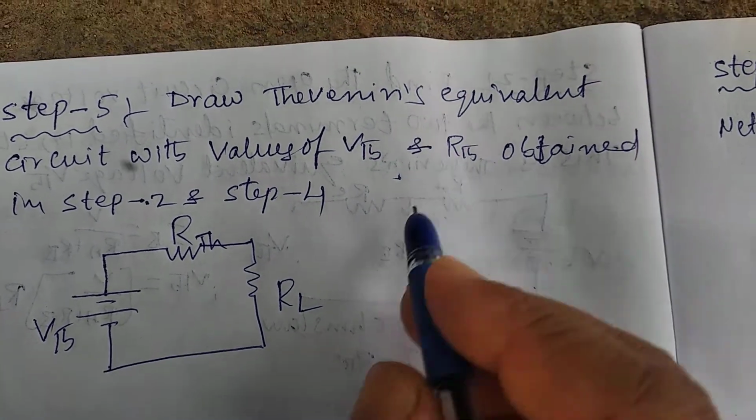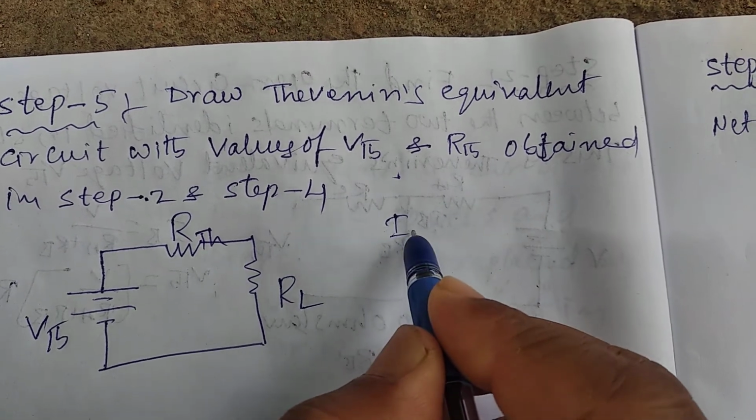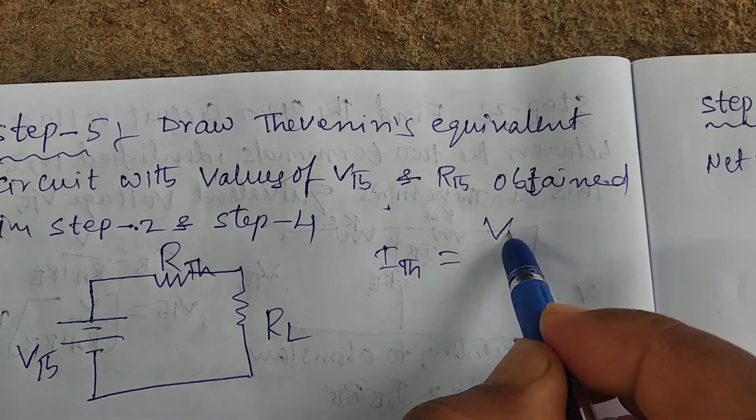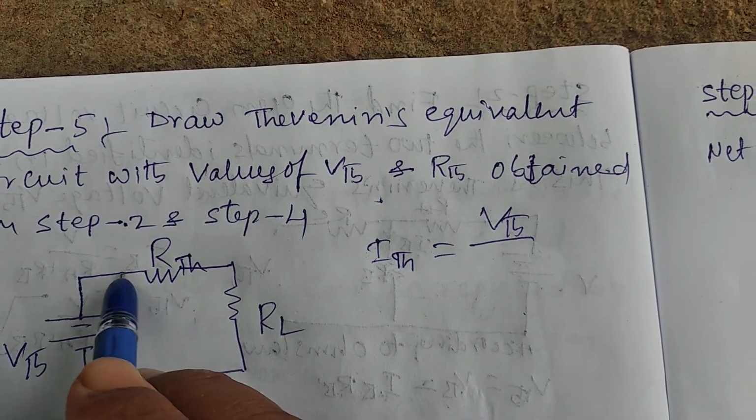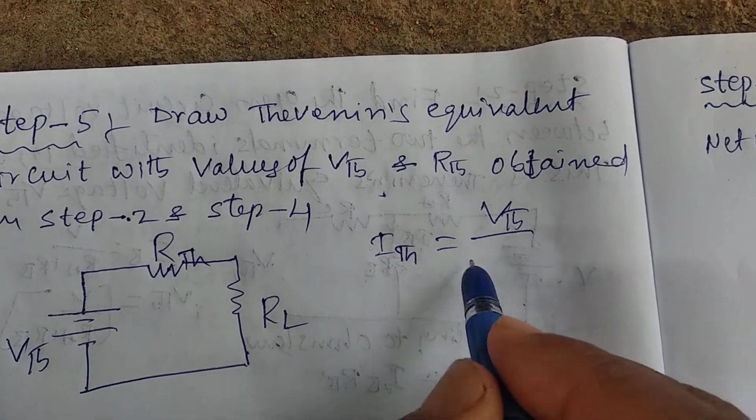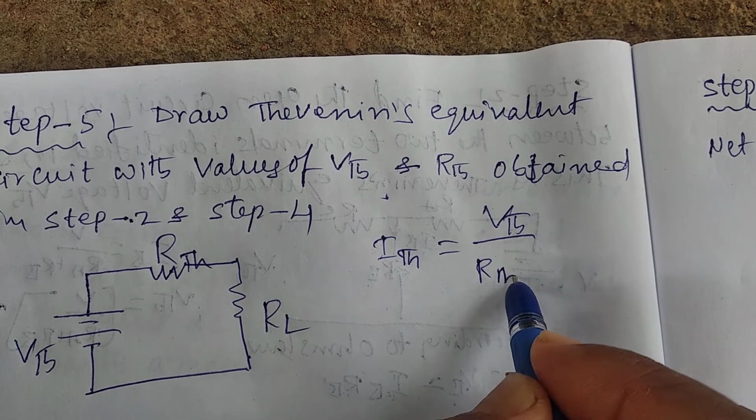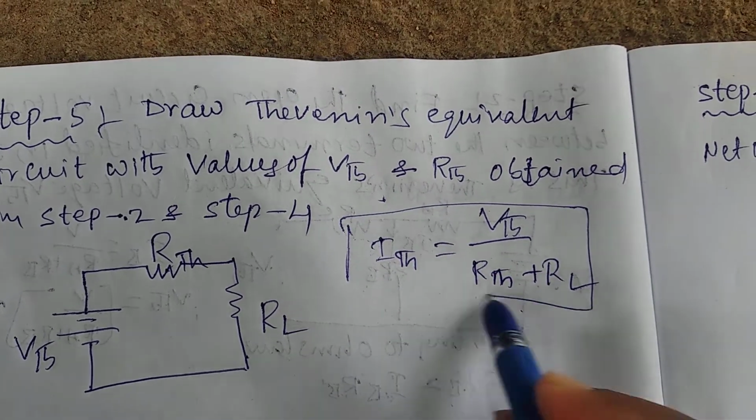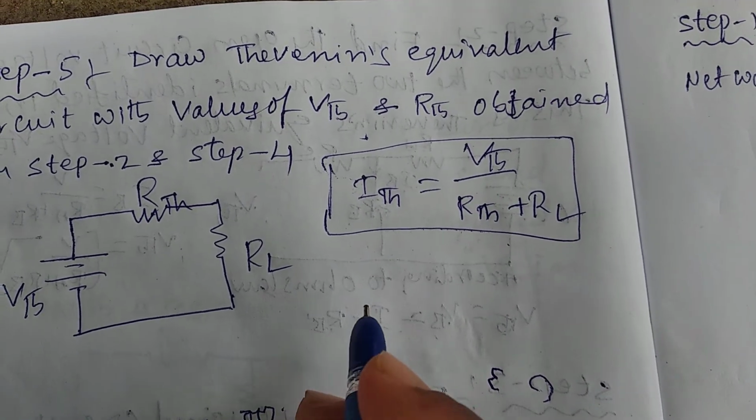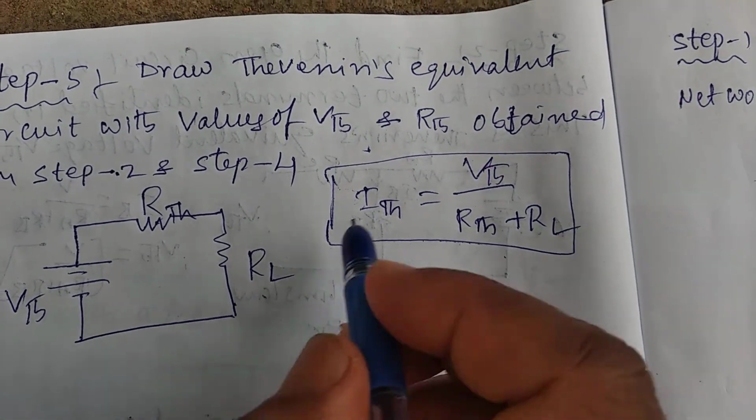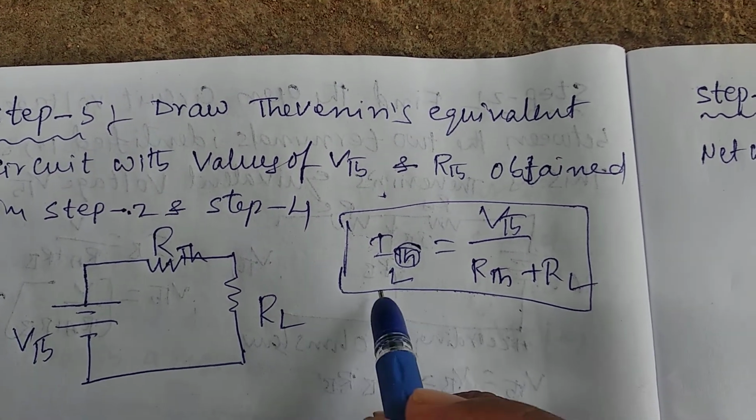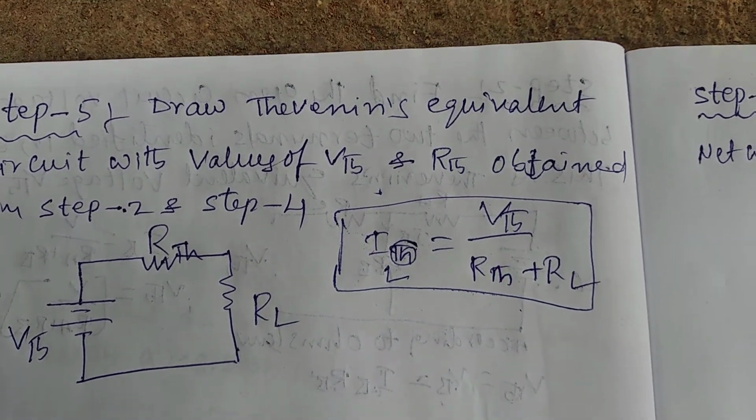If you want to know the current through the load, the current I can be calculated as voltage by resistance, since current flows through Rth and RL. So if asked in the examination to calculate the current through the load, the current through the load is IL equals Vth by Rth plus RL.